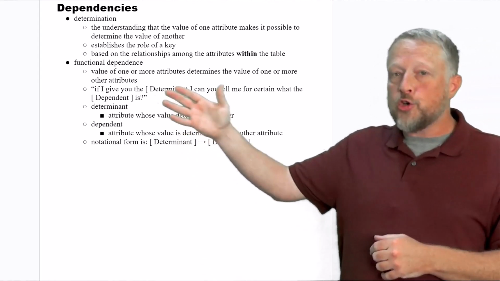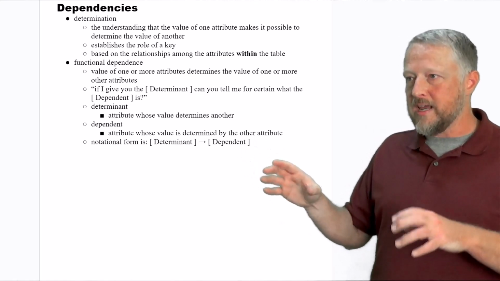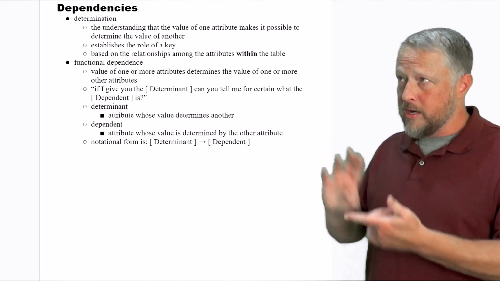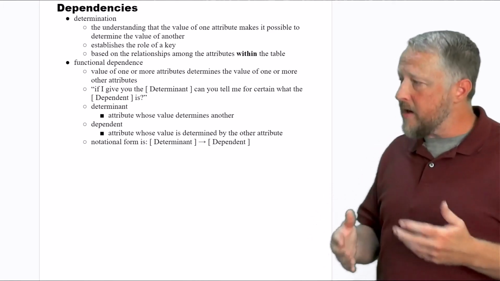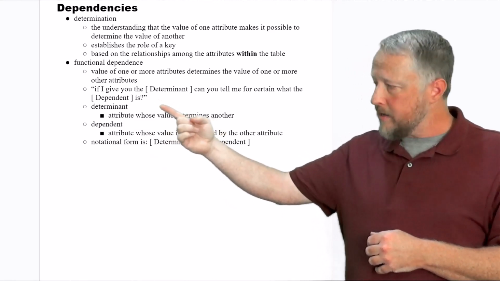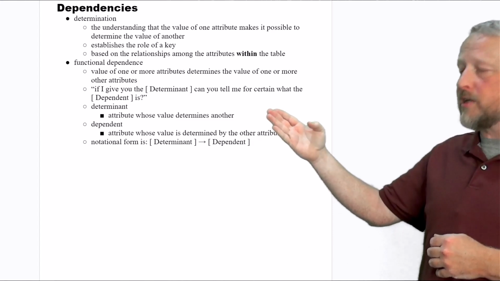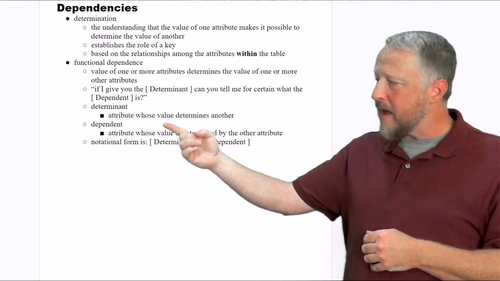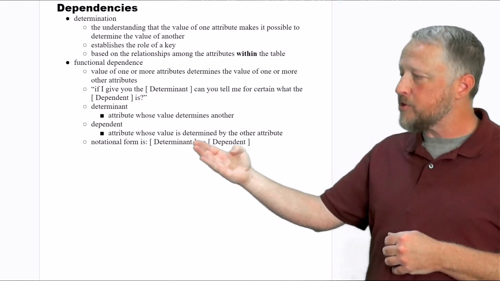In our functional dependence, we are going to talk about this because, in our overall design, you'll see this come up today. You'll see this come up in your ER diagrams, to identify that these values are dependent on another. So what I'm trying to do is, if I give you the determinant, that's the terminology for this, can you tell me for certain what the dependent is? The determinant is the attribute whose value determines another, and the dependent is the attribute whose value is determined by the other attribute.